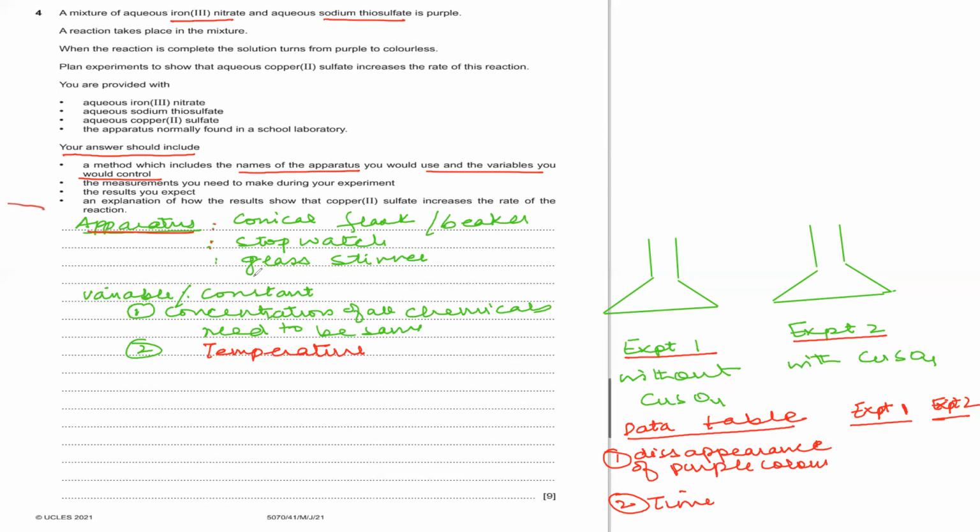So these are the basic three apparatus which I'll be needing for this experiment. Then he is asking us what variables we are going to keep constant. We know that the factors which affect the rate of reaction are temperature, a catalyst, and pressure in the case of gases. In the case of solutions, we have concentration, and we have surface area. So these are the factors which affect the rate of reaction.